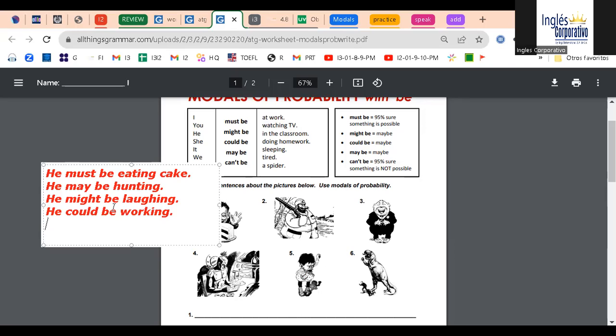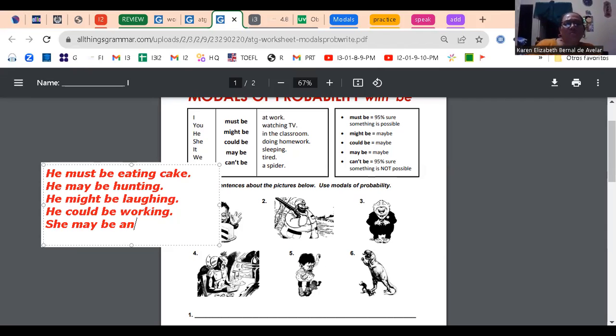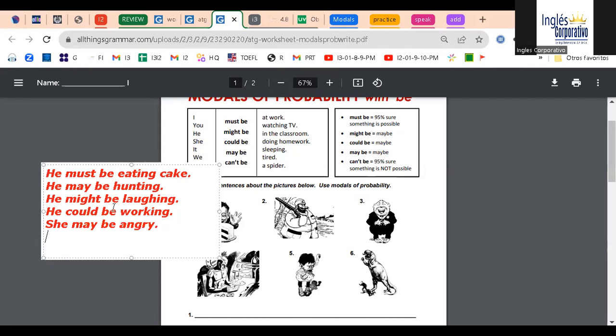About picture five. My goodness. He must be angry. Mm-hmm. He or she? I don't know, she. Me neither. Is it he or she? I think so, but I'm not really sure. Okay. He or she, let's see, she maybe. She may be what? She may be angry. Angry, okay. And the last one, number six.